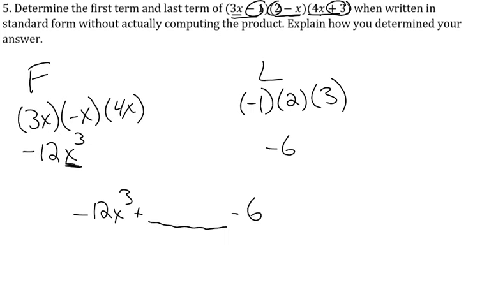We know the first term and we know the last term. How did we determine our answer? Whenever you see explain how you determine your answer, you need to write a sentence of, I looked at the product of each of the highest power of x in the binomials and multiplied them together. How did I get the last term? I multiplied all the constants together in all of the binomials.